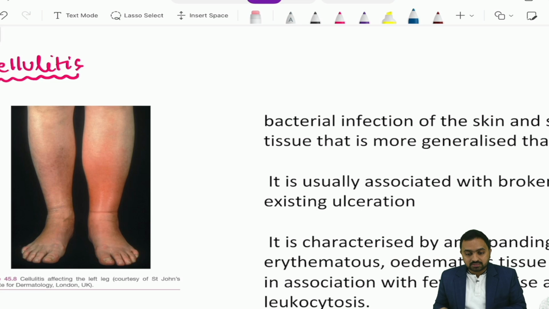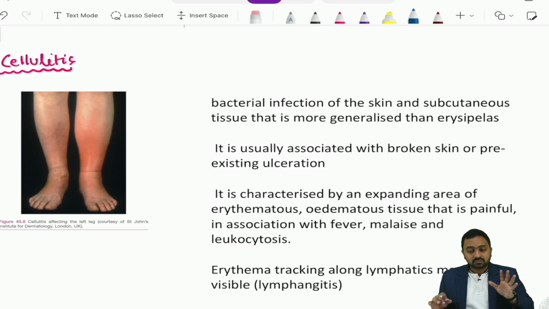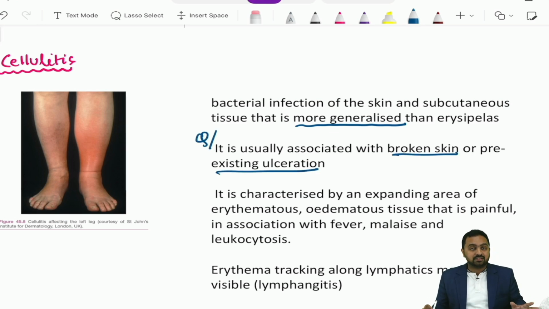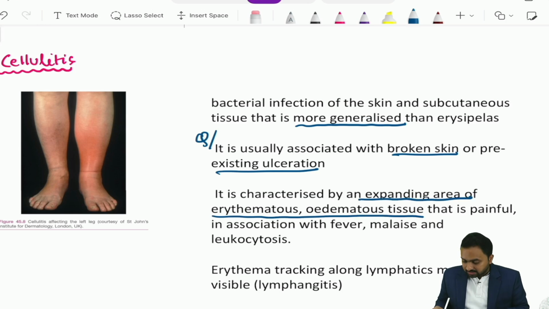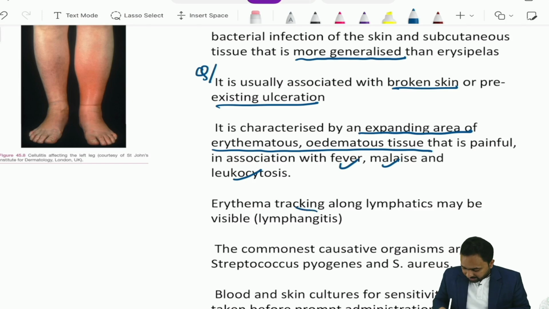You can see over here cellulitis affecting the left leg. So what is cellulitis? It is a bacterial infection of the skin and the subcutaneous tissue that is much more generalized than erysipelas. It is usually again associated with broken skin or a pre-existing ulceration. Now, it is characterized by an expanding area of erythematous edematous tissue which is painful, and there is an association of fever, malaise and leukocytosis. Erythema tracking along the lymphatics may be visible, and that is known as lymphangitis.